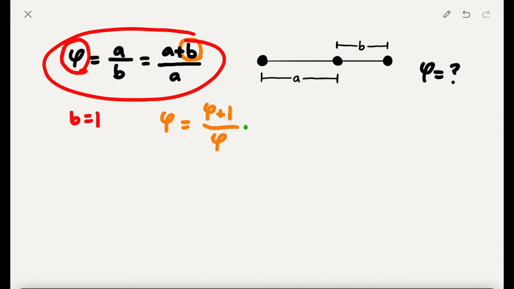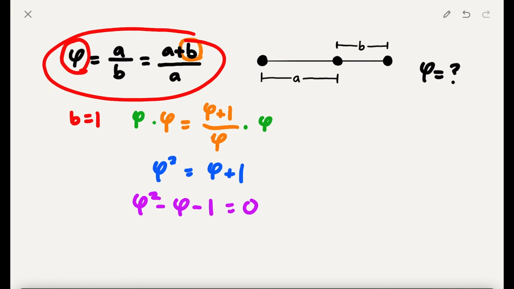First thing I'm going to do is multiply both sides by phi to get rid of the denominator so we don't have any fractions to deal with. So then you have phi squared is equal to phi plus 1. Okay, I'm going to subtract phi and 1 from both sides, and you're going to be left with phi squared minus phi minus 1 is equal to 0.